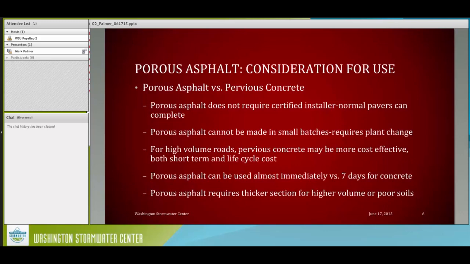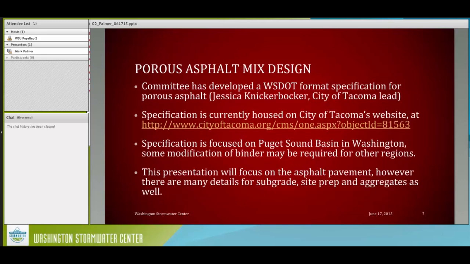Porous asphalt can be used almost immediately. We usually recommend that you stay off it for 24 hours or so and allow it to stabilize and cool. However, you can be on it almost immediately versus needing a full 7-day cure for pervious concrete. As already mentioned, porous asphalt requires a thicker section for higher volume roads or poor soils.